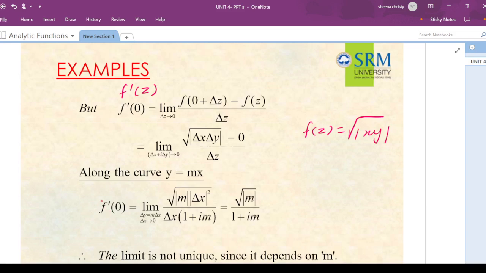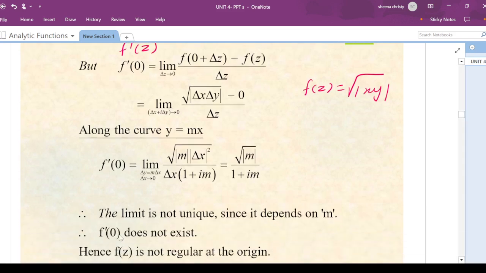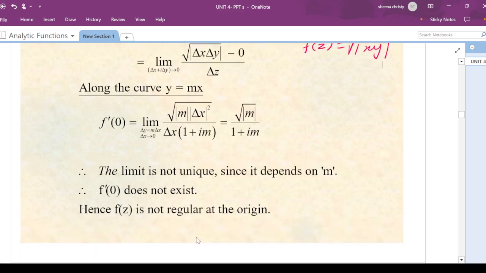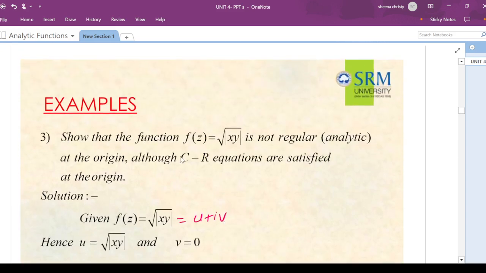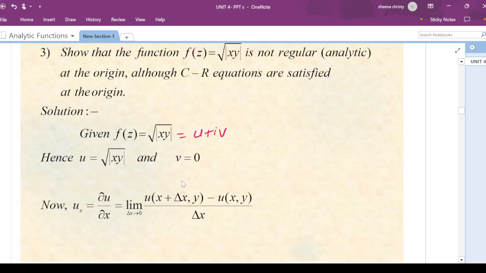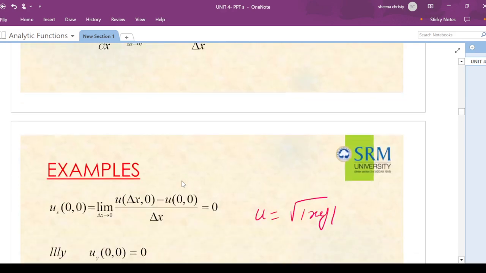Here you can see that the derivative of f of z you are having in terms of m. So, that means what? The derivative depends upon m. So, f dash of 0 does not exist. You can't find the unique limit. So, f dash of z does not exist. Therefore, f of z is not regular at the origin. Hence, we have proved that f of z equal to under root of modulus of xy is not regular at the origin, although the CR equations are satisfied at the origin.